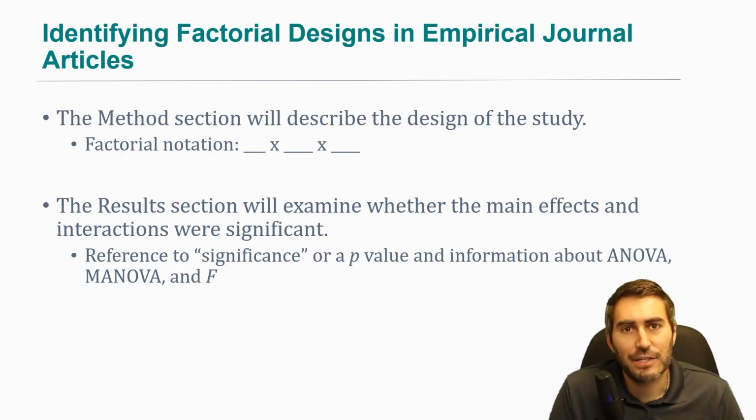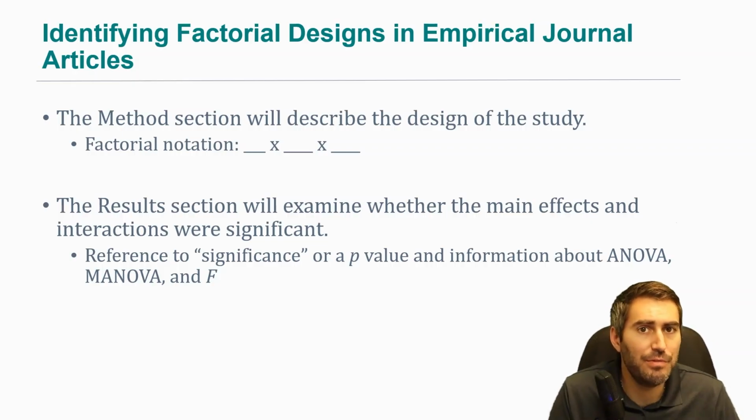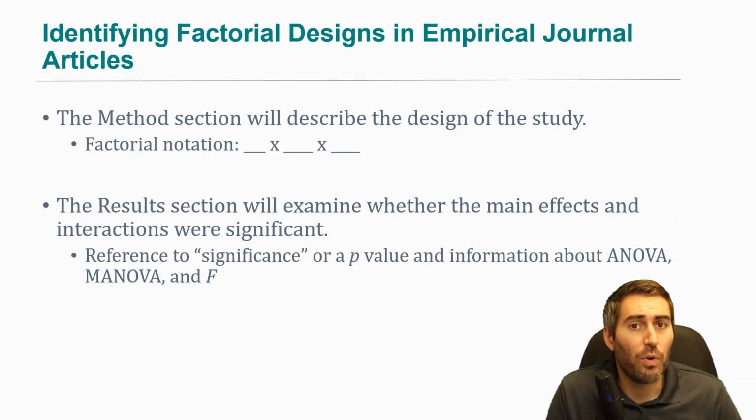So typically in the method section of any scholarly journal article, you'll find information about the design of the study. One clue that you're reading about a factorial design is that you'll see mention of some type of 4x2 or 3x2, 3x3x3 design, and so forth. Again, remember that these numbers tell you the number of independent variables in the study and the number of levels in each of those independent variables. You might read the word significant or see the notation p is less than 0.05 to let you know that a main effect or interaction is significant. You might also read about an ANOVA, MANOVA, or F-test being conducted to examine main effects and interactions.